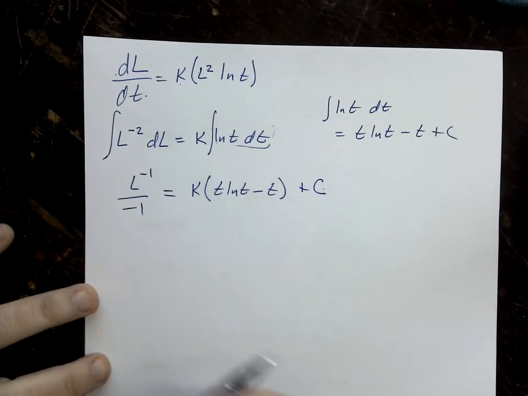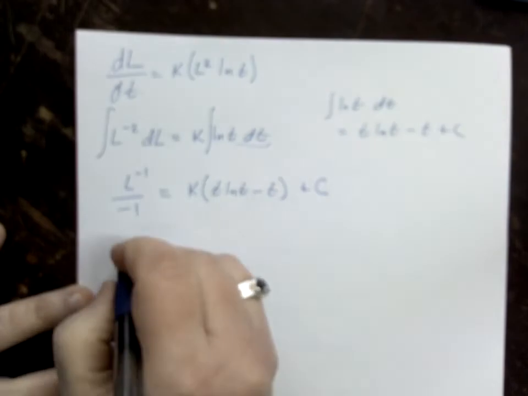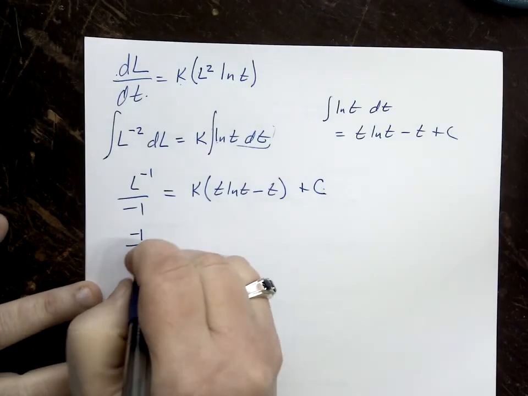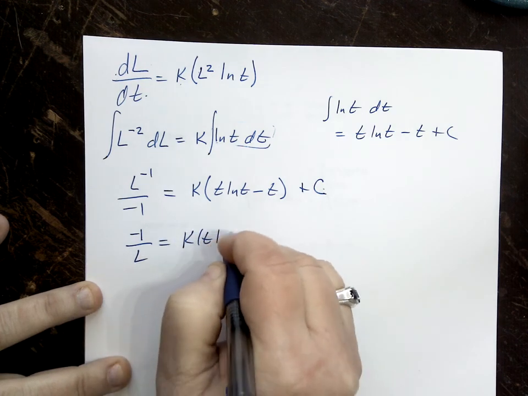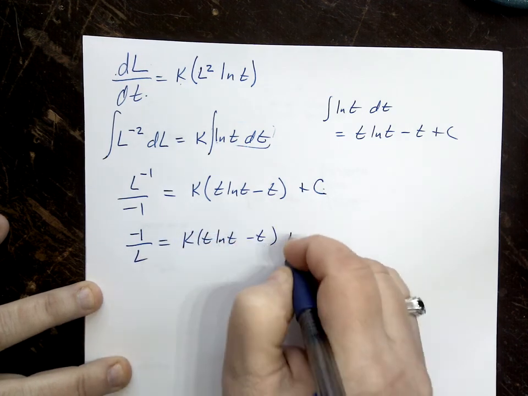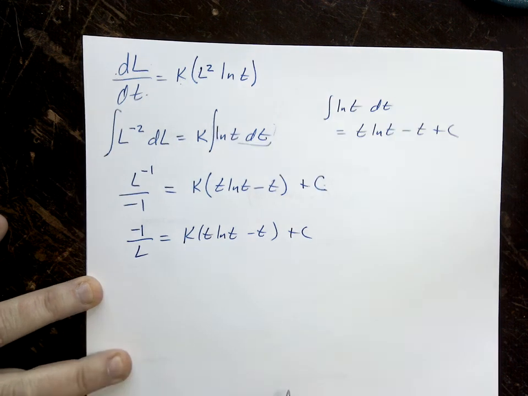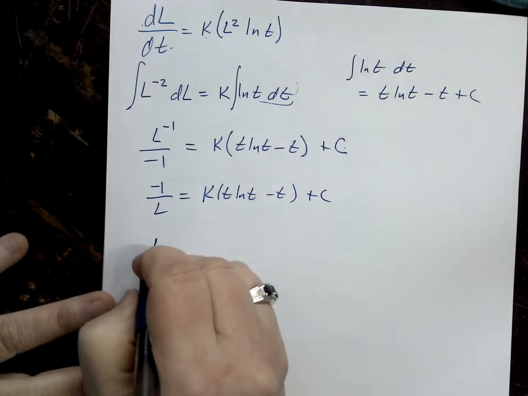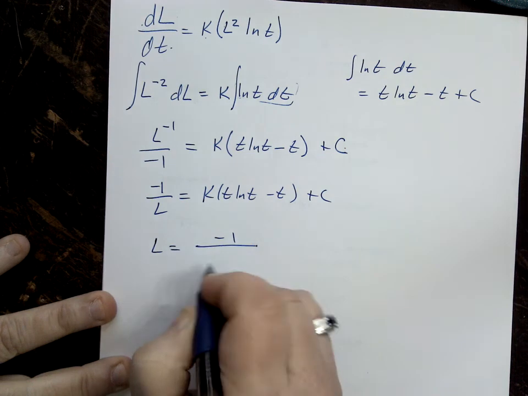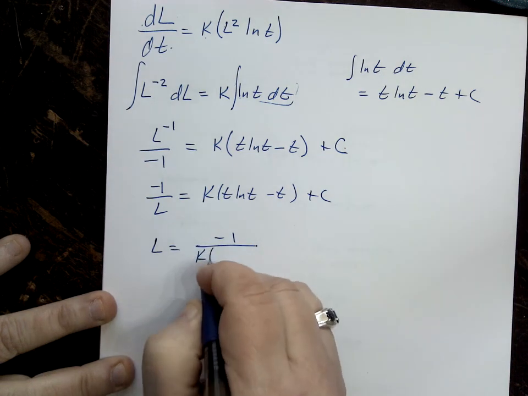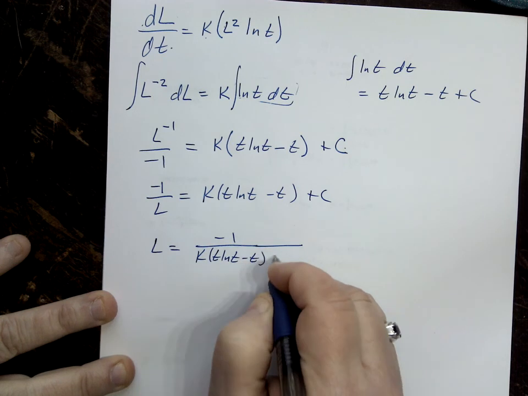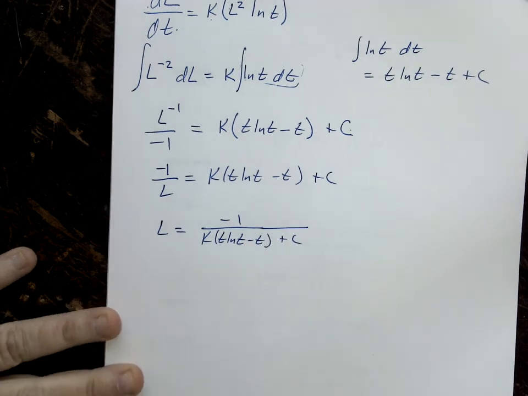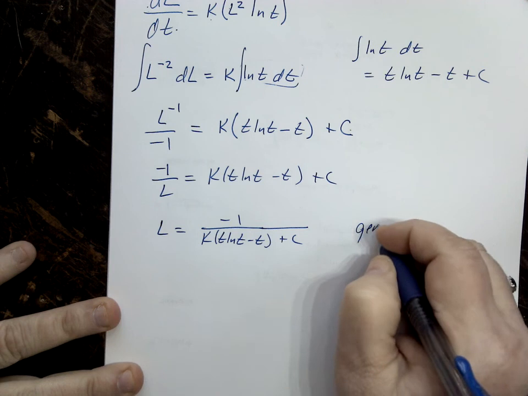So that would be our, oh no, we haven't really solved yet. Let's see, this is, once again, negative 1 over L. I get k times t natural log of t minus t plus c. Flip and negate. I'll have L is equal to negative 1 over k times t natural log of t minus t plus c, all of that on the bottom. So this is my general solution.